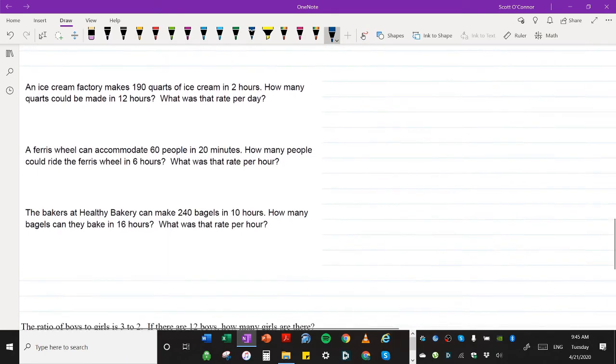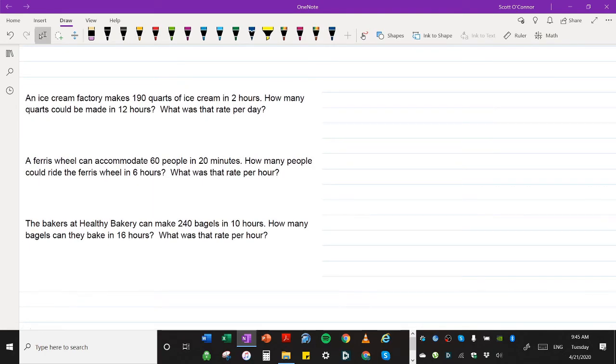Here are some of the questions you did for homework, and I saw several of you had incorrect answers, so I just wanted to go over it really quickly. 190 quarts of ice cream in 2 hours. How many could be made in 12 hours? Think about what we just did. 190 to 2. The 190 represents quarts, the 2 represents hours. I can write Q to H, and now I can substitute in 12. I get 190 over 2 is equal to x over 12.